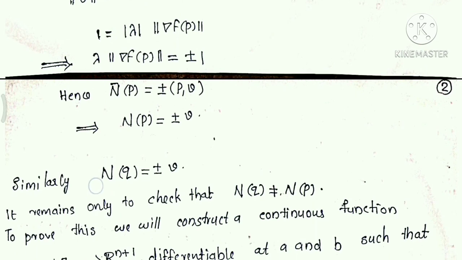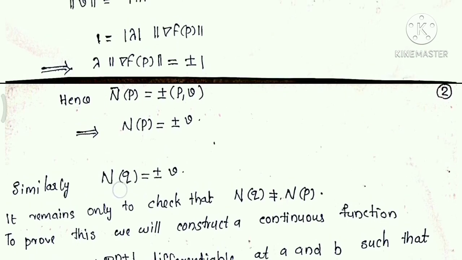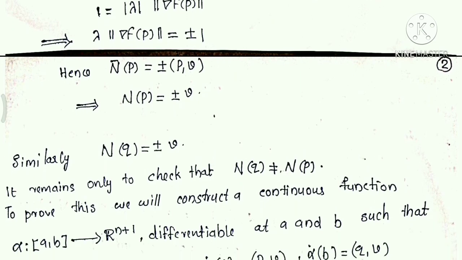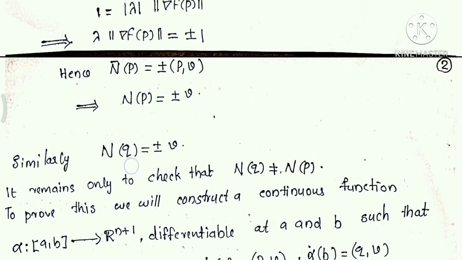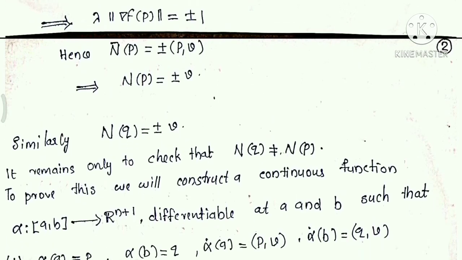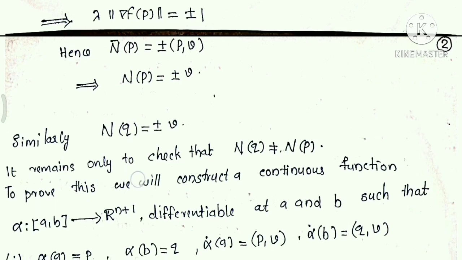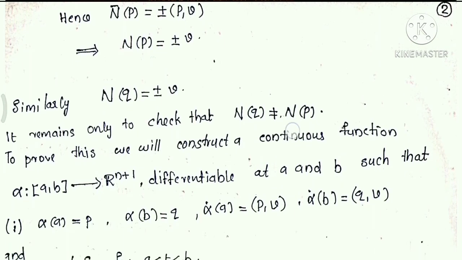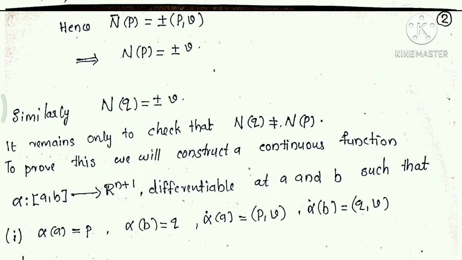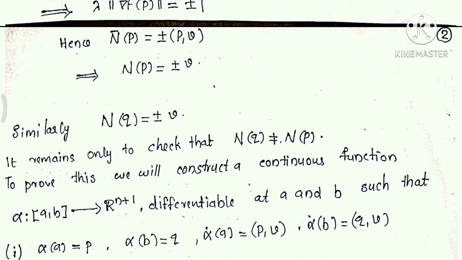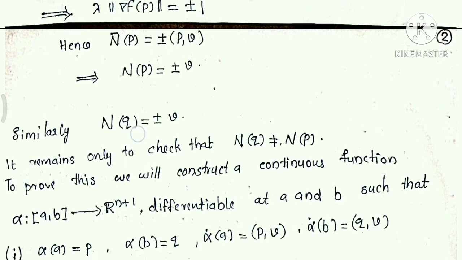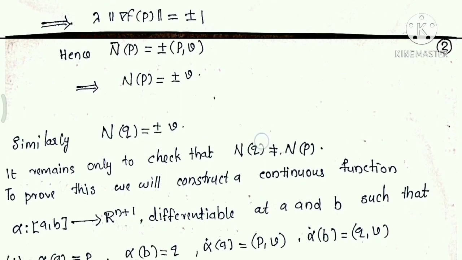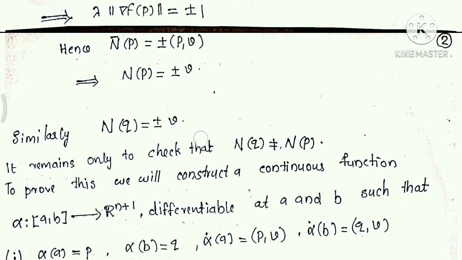Similarly, by following the same steps, we can say that n(q) is also equal to plus or minus v. Now it remains to check that n(q) is not equal to n(p). Then if n(q) is not equal to n(p), we can say that for any v belonging to S^n, there exists a point p or q in S such that n(p) or n(q) is equal to v.